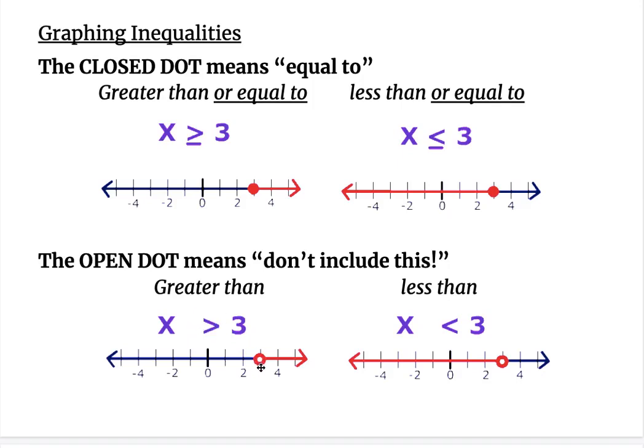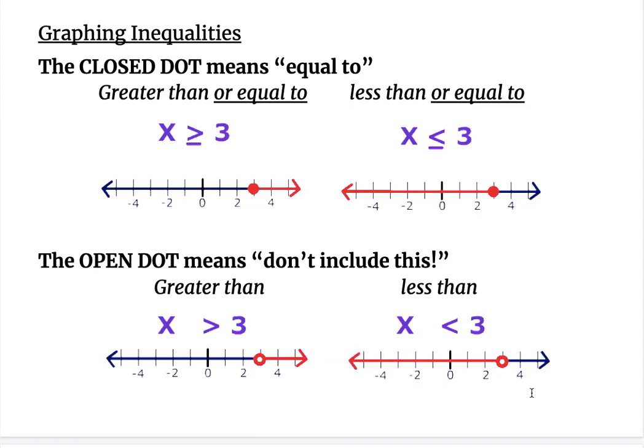We keep it open. Same thing here. This is x is less than 3. 3 is not included because 3 is not less than itself. It is equal to itself, but we don't have an equal sign here. So we have to keep that dot open, and we're just shading in the numbers that are less than 3, which are the ones to the left, and also including that arrow to show that it goes on forever. Very important that you shade in the arrow as well.